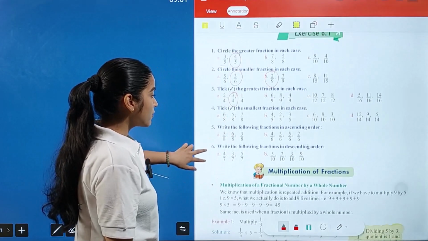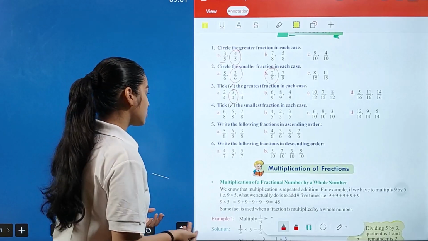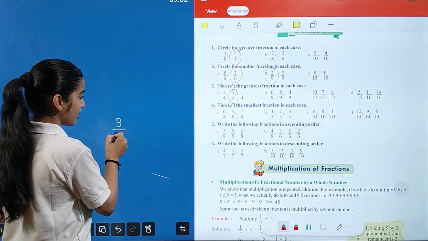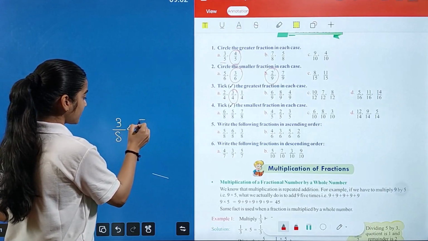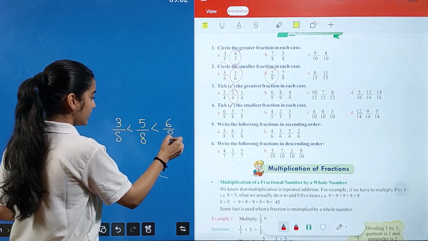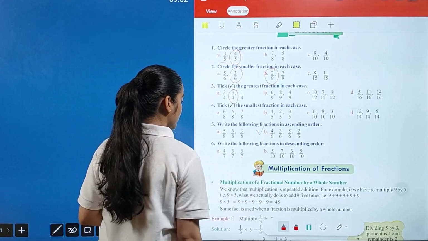Now write the following fractions in descending order. So you already know which one is smaller, which one is larger. So that is very easy for you. Now ascending order. So we have to write first 3 by 8, then 5 by 8, and then 6 by 8. Okay. Now this is for you, do it yourself.